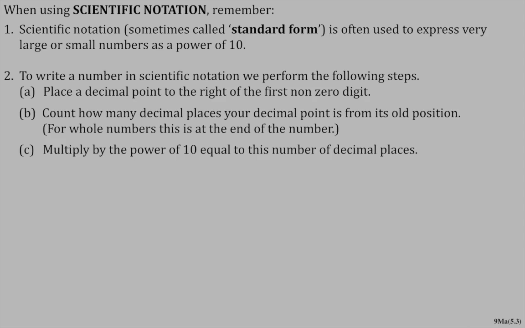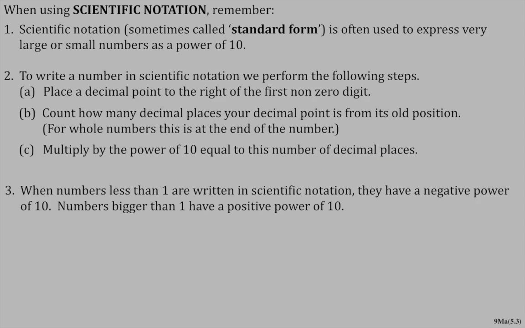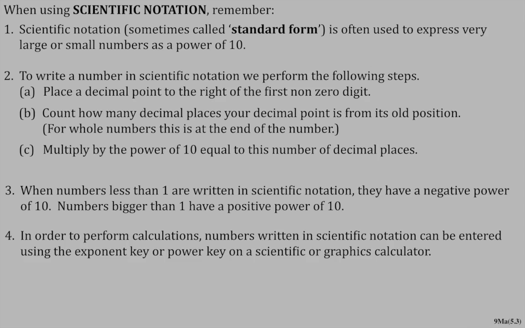Then we write after the number that we've got times 10 to the power of however many positions the decimal place moved. If you've got numbers smaller than 1, they've got a negative power. If you've got numbers bigger than 1, they've got a positive power. And you can use scientific notation on your calculator, and we'll talk about that later.